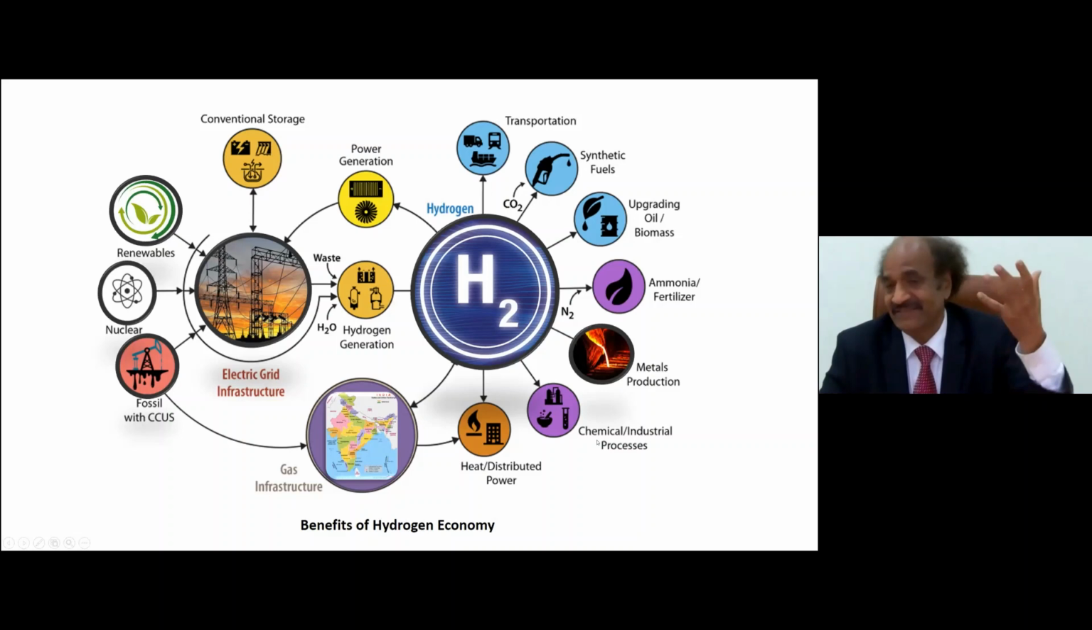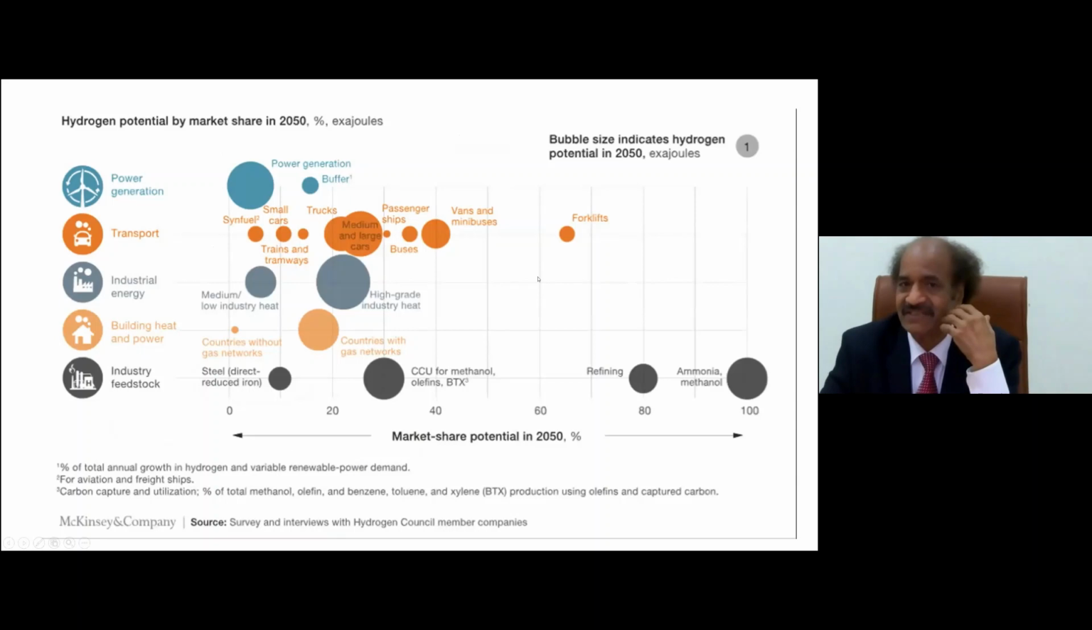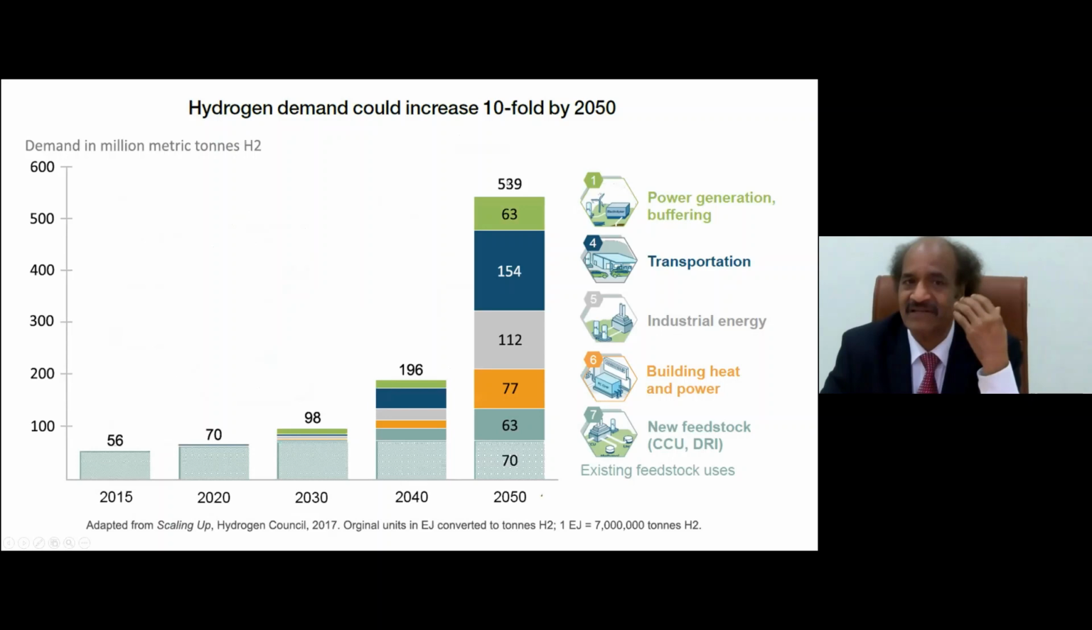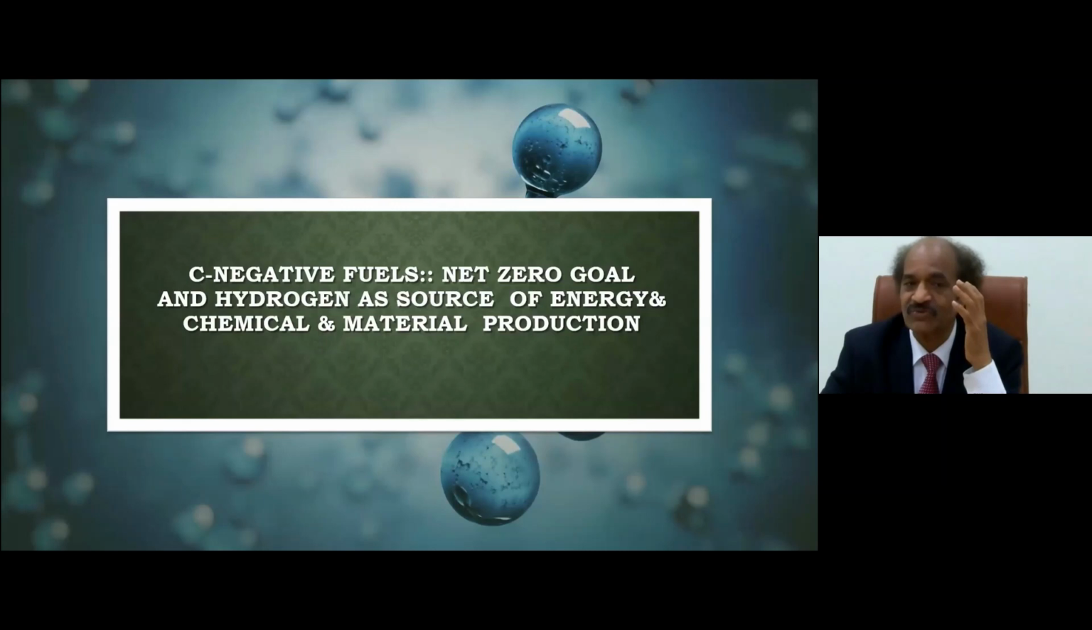And what is going to happen, according to McKinsey, is that by 2050, power generation, transport, all those things, there will be a tenfold increase, okay? And that will be something like 539 million metric tons of hydrogen. So imagine, whatever we are doing currently, all that will be achieved, and hydrogen will be a very big reliever. So in the net zero goal, hydrogen will be a source of energy and chemicals.